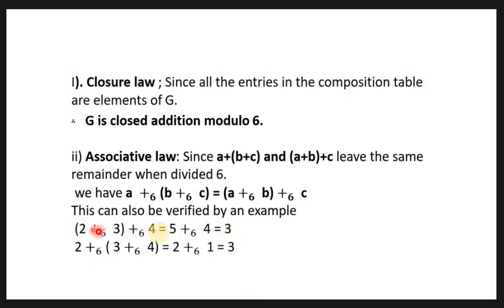And let us interchange the brackets in this one and simplify. So we get 2 plus mod 6 of 3 plus mod 6 of 4. 3 plus mod 6 of 4 is 1, because 3 plus 4 is 7, and 7 minus 6 is 1. And this 2 again plus mod 6 of 1 is equal to 3. See, now both of them are equal. That is, A plus of B plus C is equal to A plus B plus C. So associative law is satisfied.